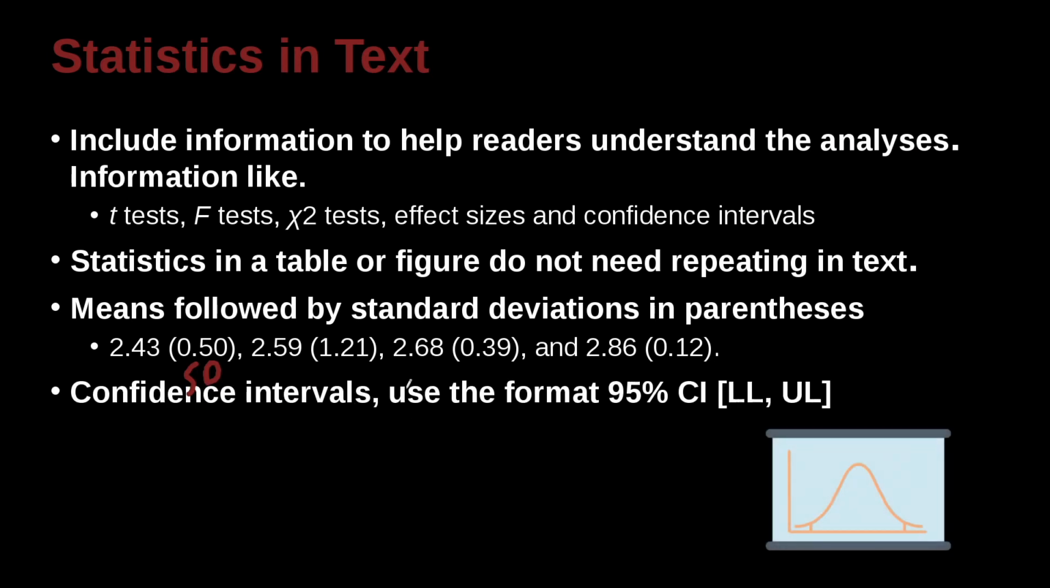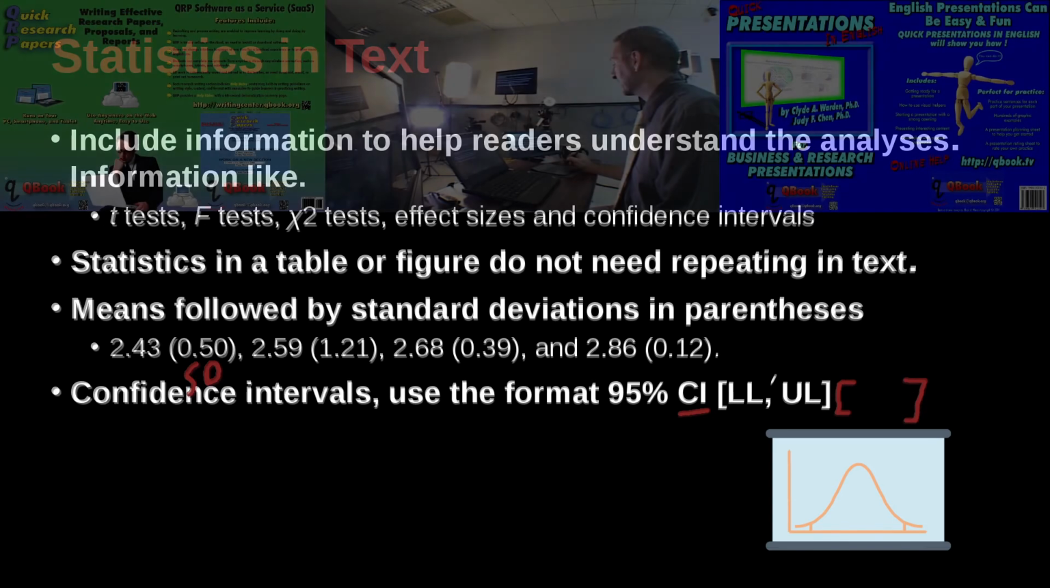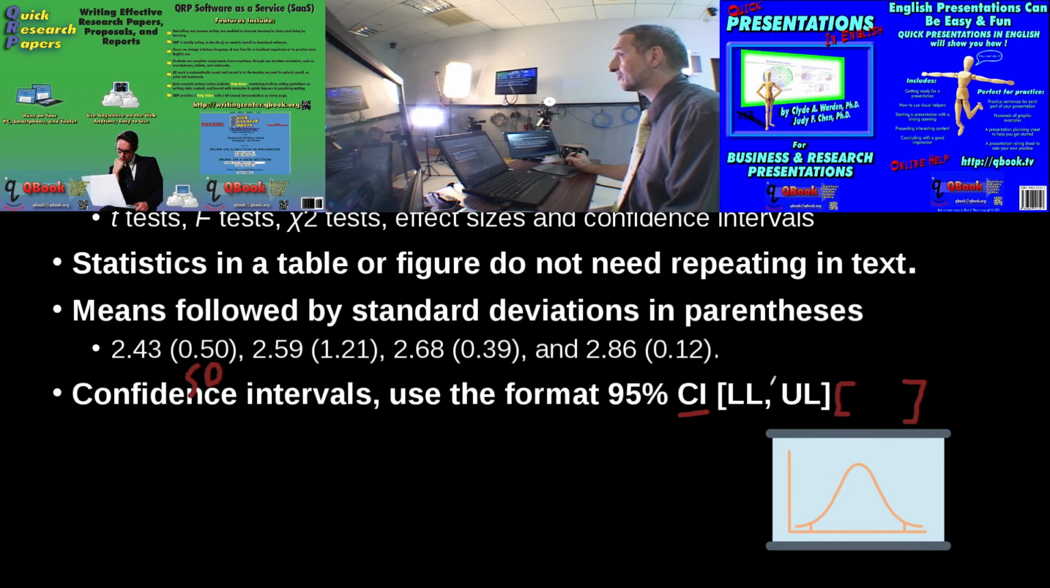Confidence intervals also, you can use a format like this. For example, if your confidence interval is 95%, then you write CI, which means confidence interval, and then you use a left bracket and right bracket, and you include the lower level and the upper level. That is the low number and the high number for the confidence interval.